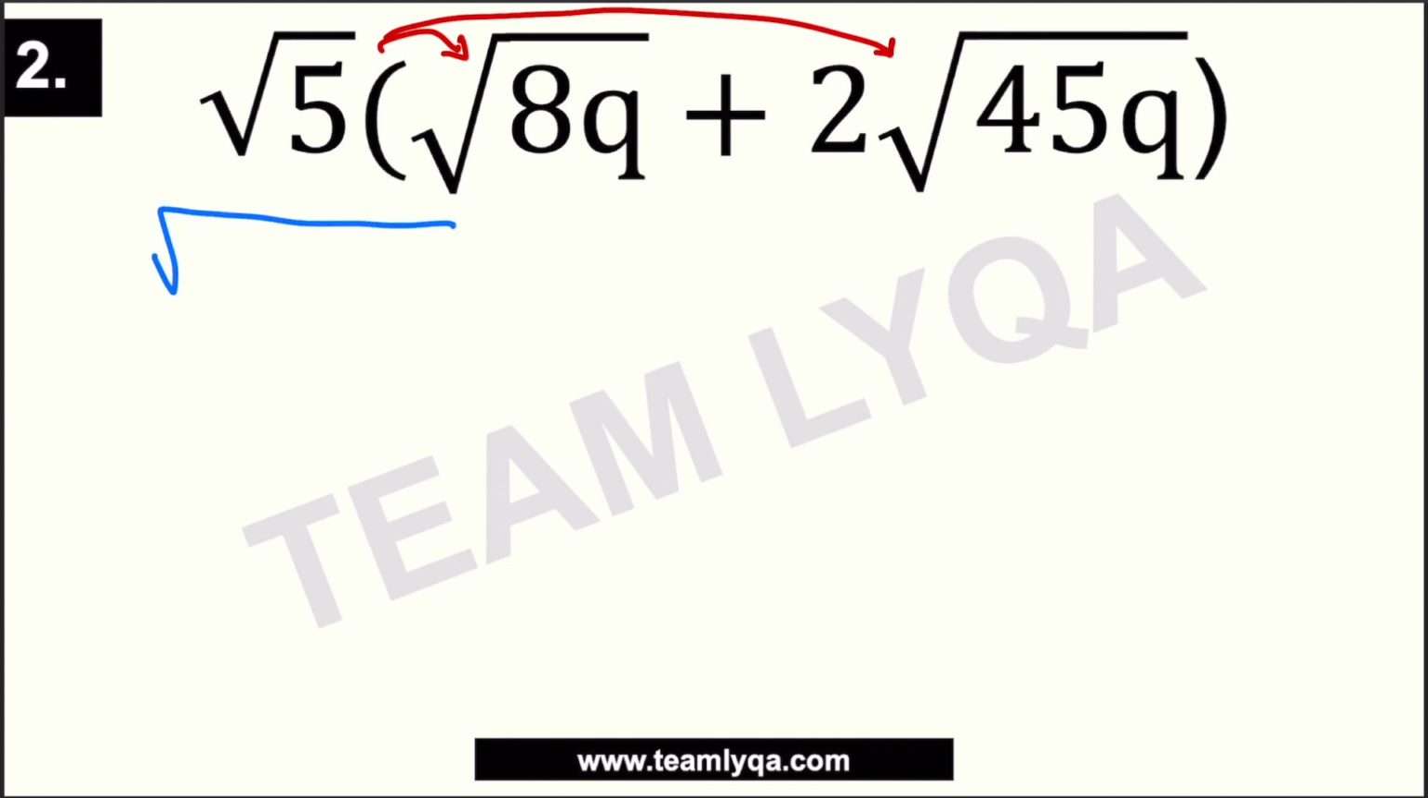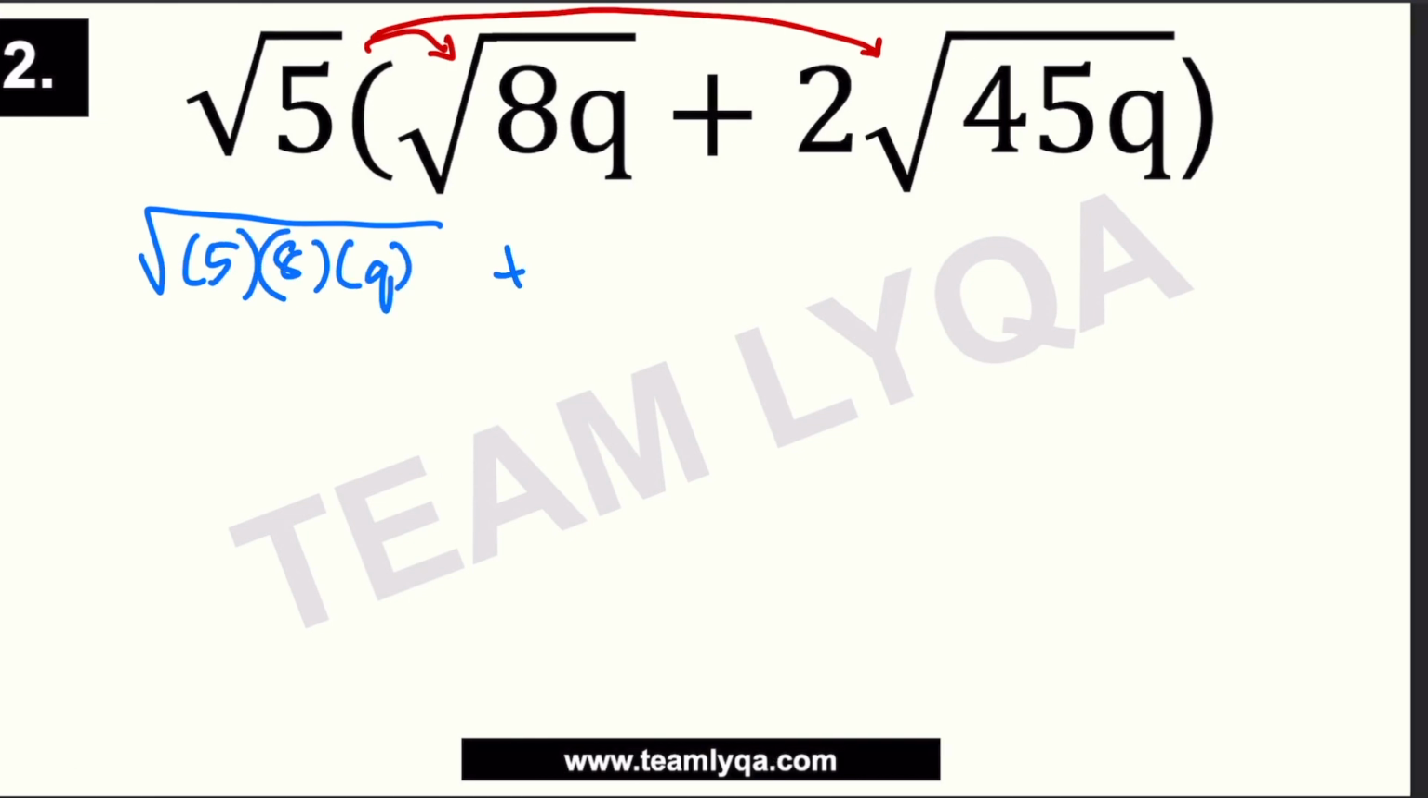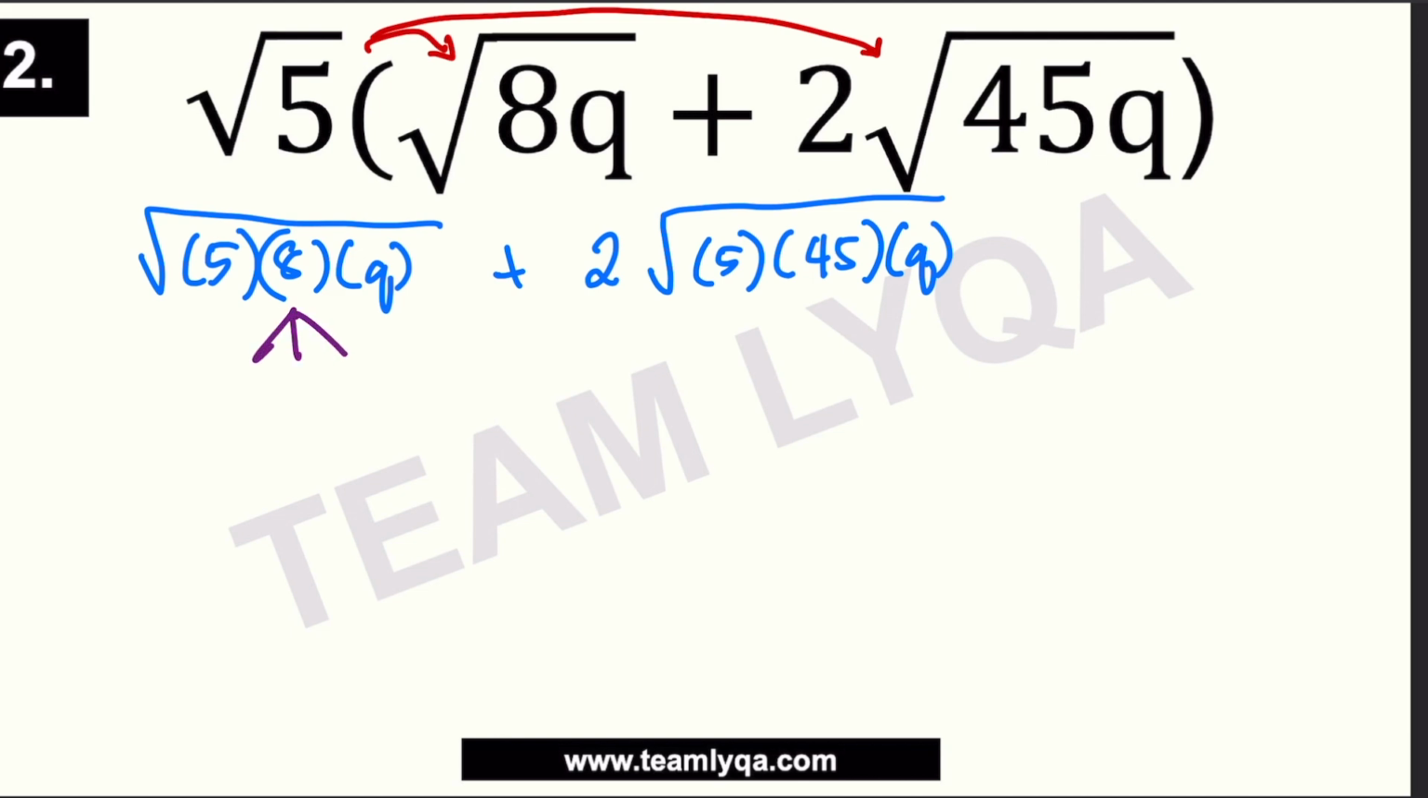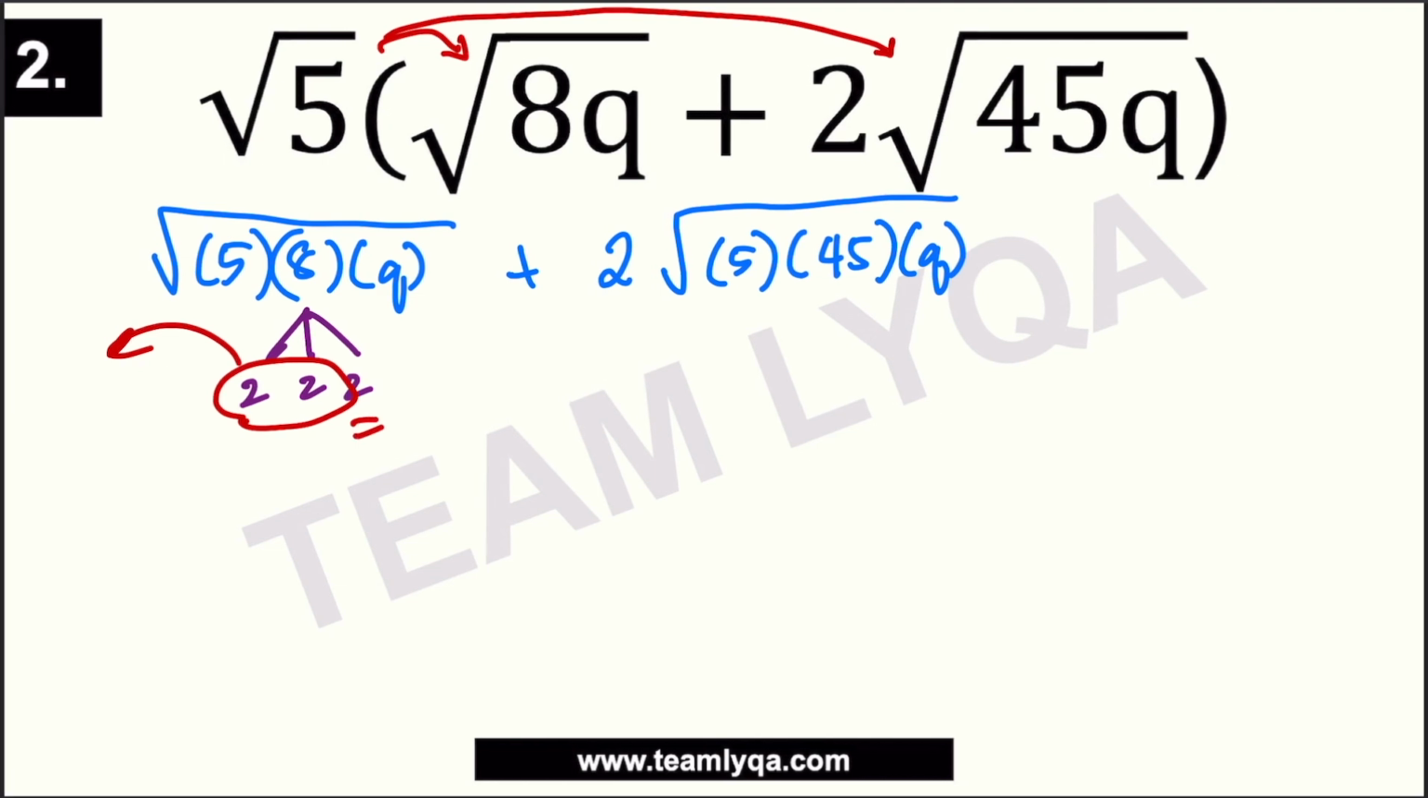We can rewrite that like this. You have 5 times 8 times q plus, tapos dito we have 2 times the square root of, and then you have 5 times 45 times q. Okay? Now, ano muna yung mga pwede nating ilabas na dito sa mga bagong mga nabuong radicals natin? So, here you have 8 na pwede nating i-factor into 2, 2, and 2, which means may dalawang 2 na pwedeng ilabas doon sa payong at may isang maiiwan. So, here, so we will be left with 2 times the square root of 5 times 2 times q.